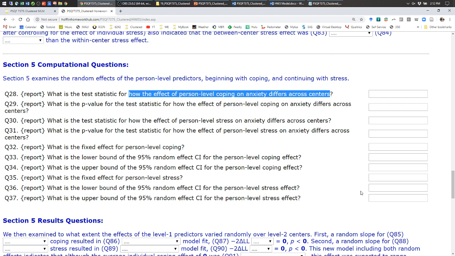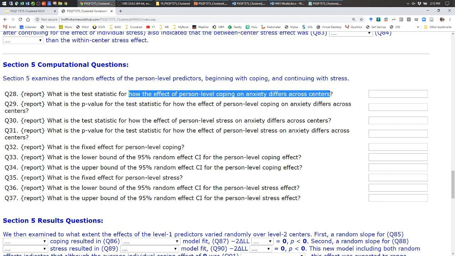Negative log likelihood is the test statistic, but the part that's highlighted here, what is that idea? What in your model tells you whether or not this is true? How the effect of person-level coping on anxiety differs across centers. No, I'm asking about the effect of person-level coping on anxiety. So that is a slope right there.